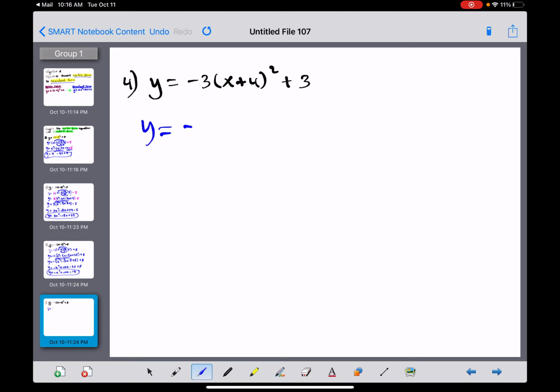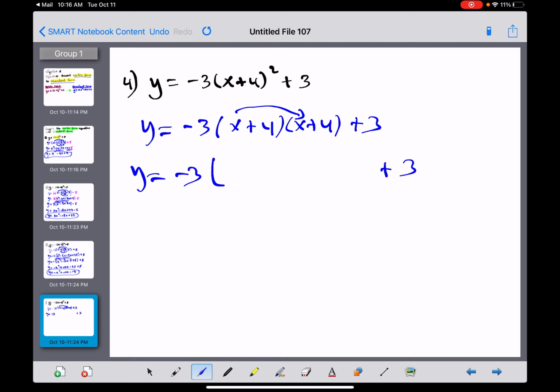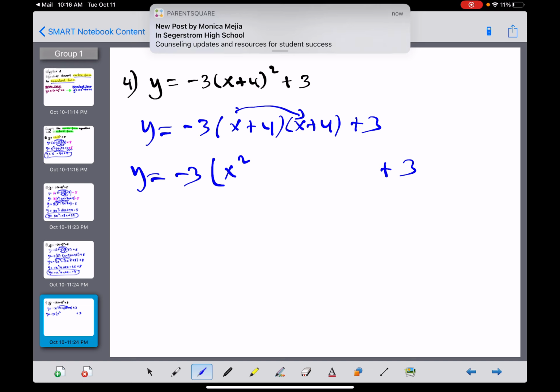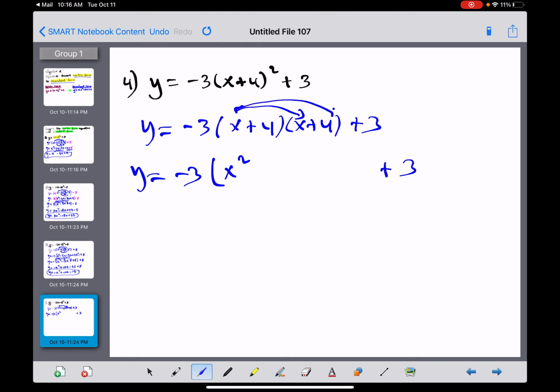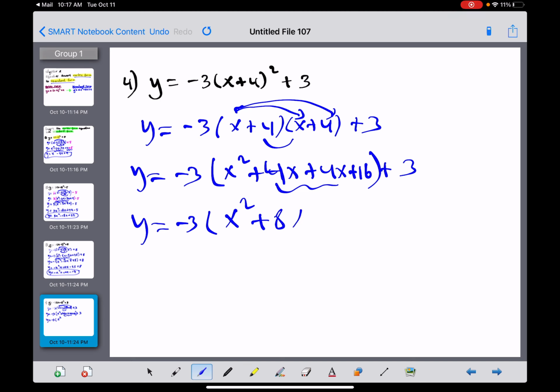We're going to split the x plus 4 into 2 parts, and then we take care of it one at a time. Bring down negative 3 and plus 3, okay? So x times x is x squared. X times 4 is 4x, and that's going to be 4x, and that's going to be 16, okay? Now negative 3 times x squared. This combined, you get 8x plus 16 plus 3.